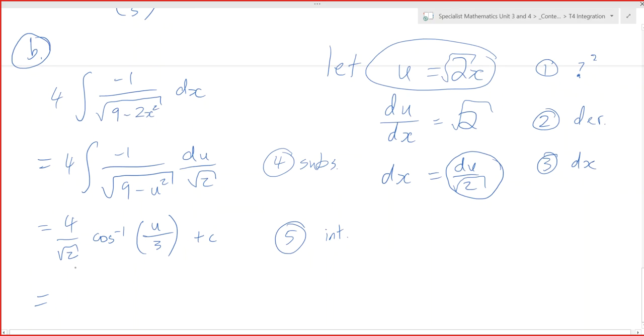So you could get rid of the third, so multiply the top and bottom by square root 2, and that becomes 2 square root 2 cos, change the u to square root 2x over 3, plus c. And that's it. So a little bit of surd stuff happening there.